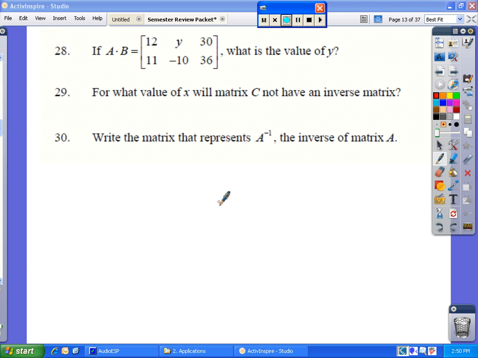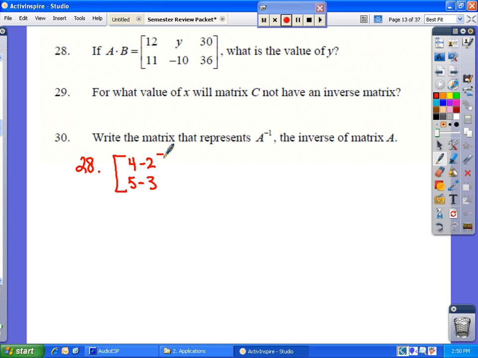In numbers 28 through 30, we're using the given matrices. This is matrix A, which is a 2 by 2. We are multiplying it times matrix B, which is a 2 by 3. So the multiplication is possible. It gives us a 2 by 3 with the following values.